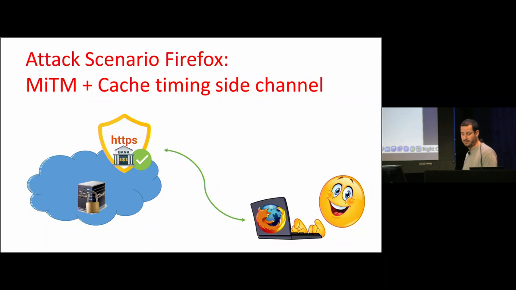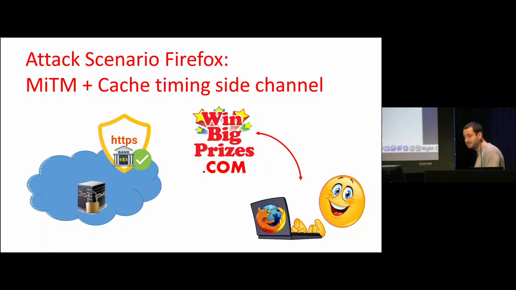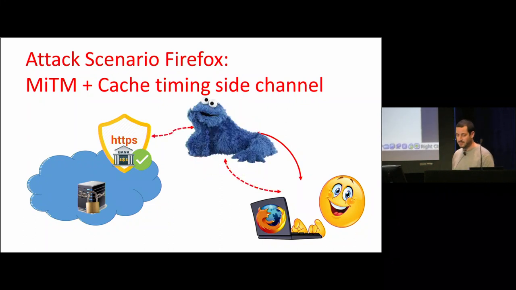Okay, so how does this more complex scenario look like? We still have our bank server, and we have Mr. Smiley here, and he uses Firefox. Now he's going to access his web account, and sees he doesn't have any money. And in his despair, he's going to try to look for interesting deals on the internet. For example, he tries to go to winbigprizes.com, and as we know, all of these sites are scams, and we have malicious people behind it. In this case, we have the Cookie Monster.